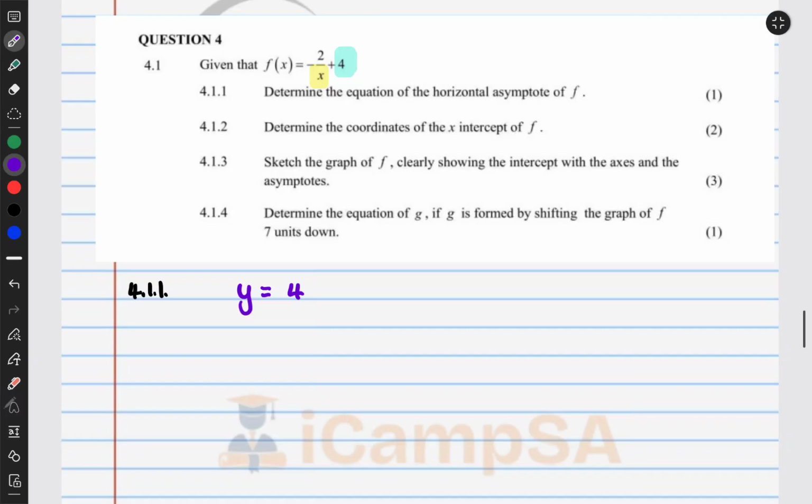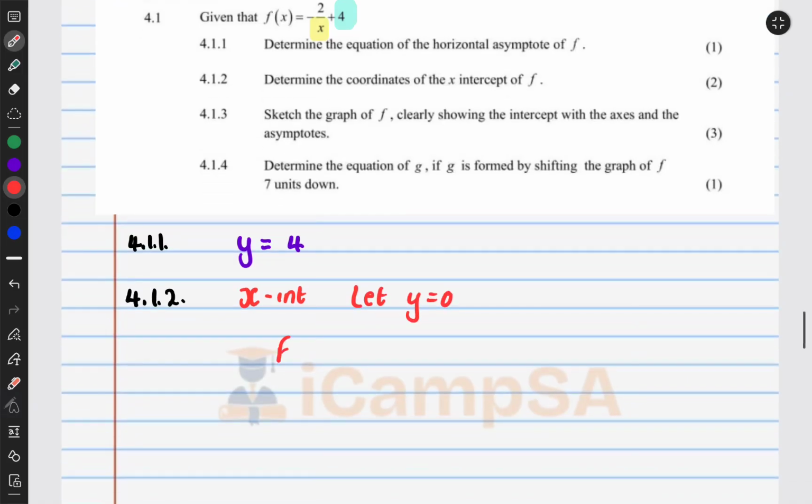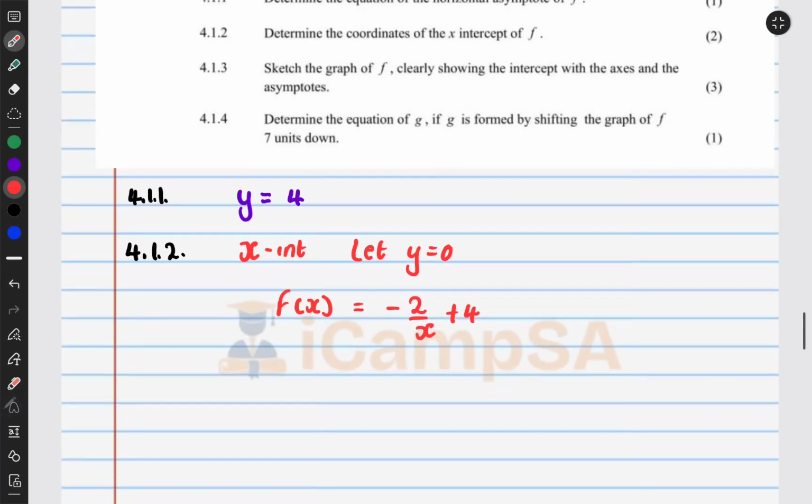And then next we are asked to determine the coordinates of x-intercepts of f. That is 4.1.2. So for x-intercepts, what do we do? We let y equal to 0. Therefore, we're going to have f of x is equal to -2 over x plus 4. F of x is our y, so it's going to be 0 is equal to -2 over x plus 4.